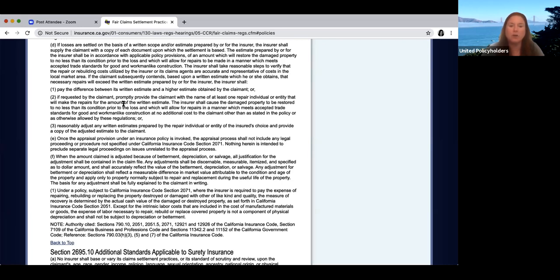Provide them with it only if you request; you can bypass this. You can say, I do not request. They can provide you a contractor, or reasonably adjust any written estimates and provide a copy to the claimant. So that's how you can force them to do this reconciliation that we've been talking about.